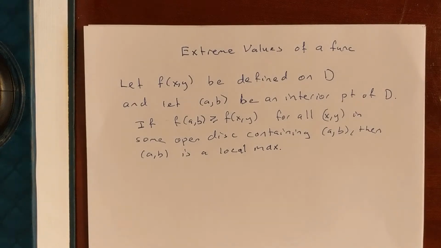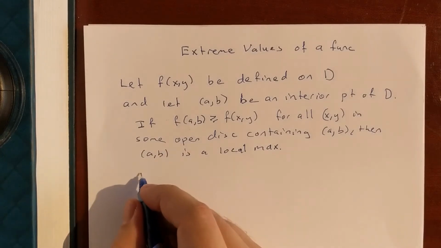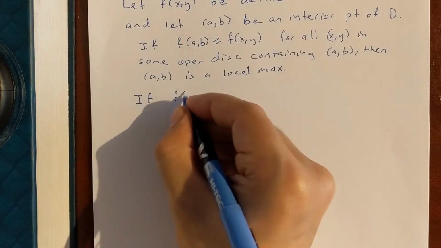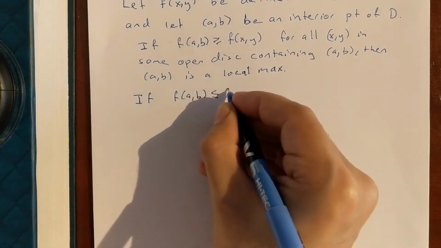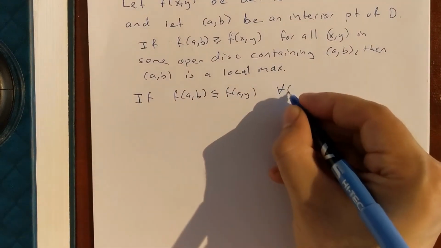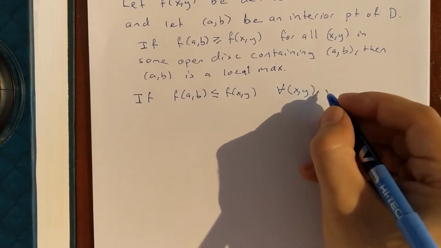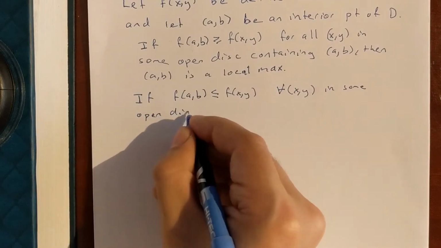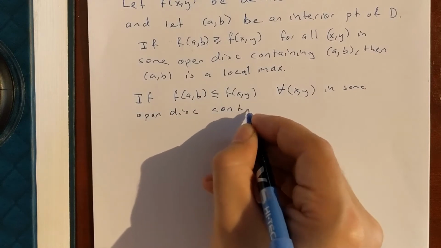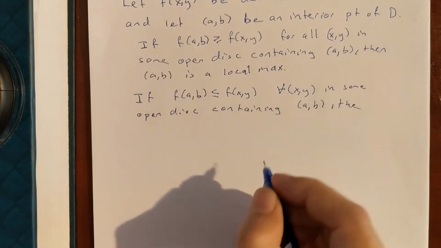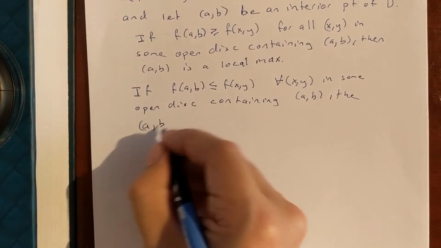Now, if you do the other way around, if on the other hand, we have f of AB less than or equal to f of xy, remember, this means for all xy in some open disk containing AB, then AB is a local min.